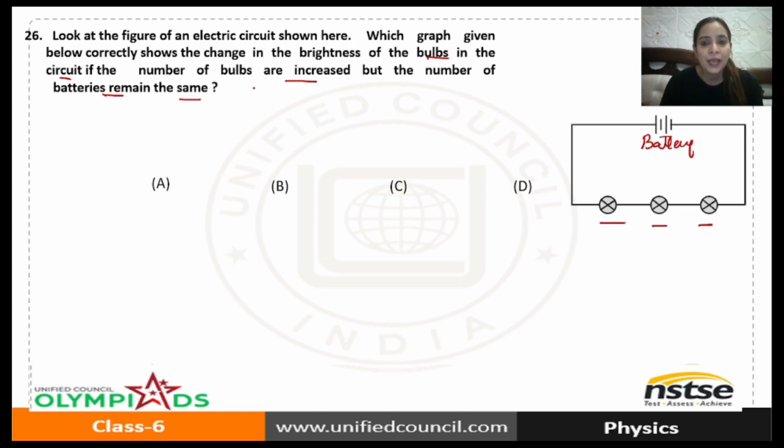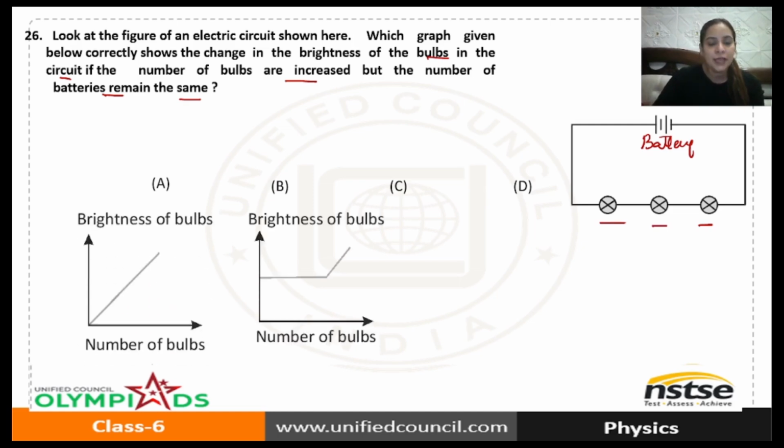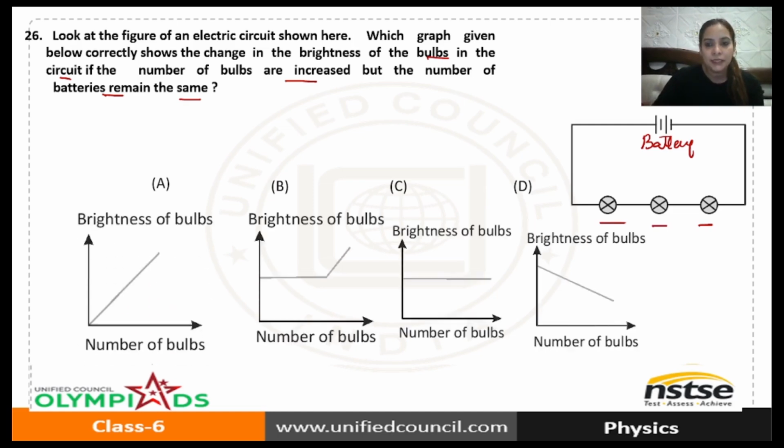Now we have a few graphs. We have these graphs as A, B, C, D, and we need to tell which of these graphs shows the change in the brightness of the bulbs in the given circuit. So what do you think? If the number of bulbs are increased but the number of batteries remain the same, then what kind of graph will be obtained?